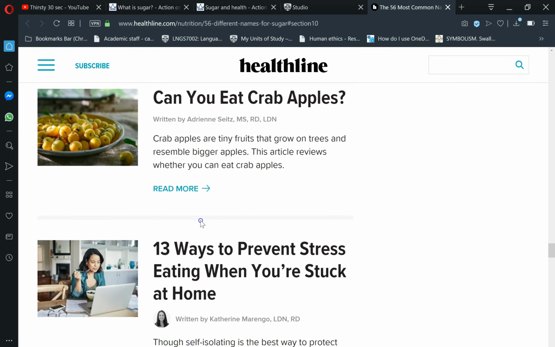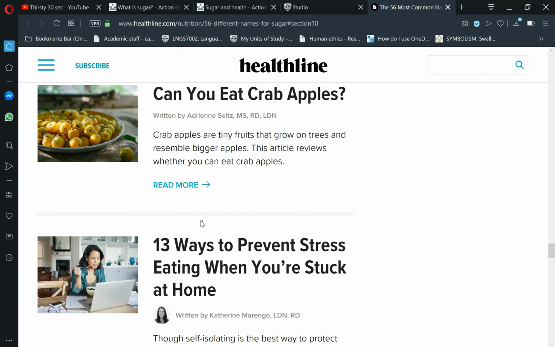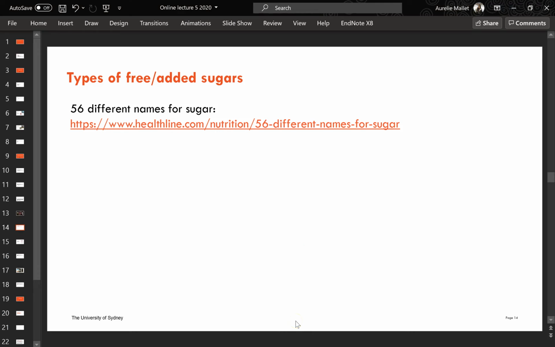So if we are to be designing a campaign aimed at sugar consumption, we need to be aware of that. We need to know that there are different kinds of sugars, and that they come under different names. Again, those free sugars come under 56 different names. So this is something that we might have to educate people about. The materials that we create may need to include all these names or have a link, like here, where people can read about those different kinds of sugars and different names for them.